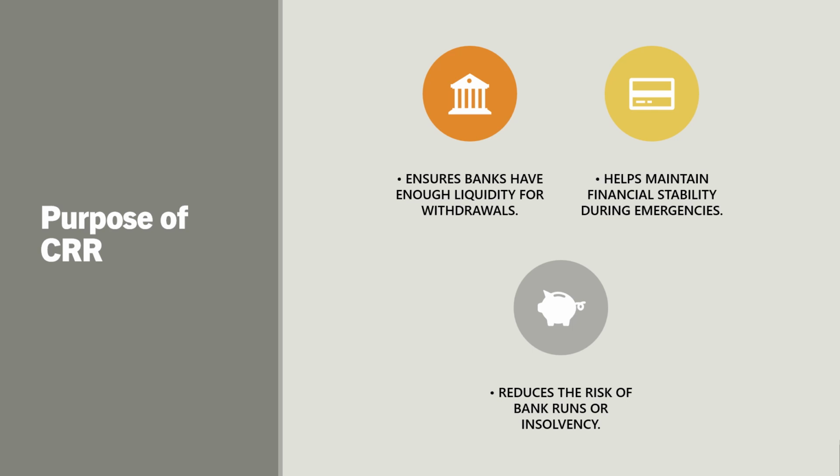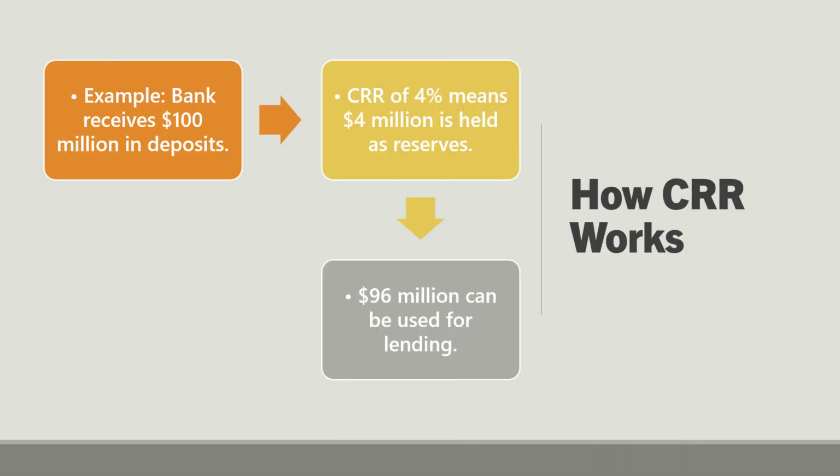In simple terms, CRR ensures that banks have enough liquidity to meet sudden withdrawal demands. Without it, banks could run into trouble if too many customers try to withdraw their money at once. For instance, let's say a bank receives $100 million in deposits. If the CRR is 4%, the bank must keep $4 million of that with the central bank and can only lend out or use the remaining $96 million.